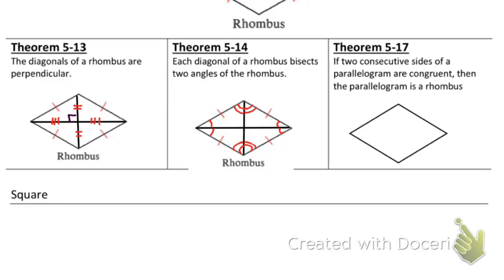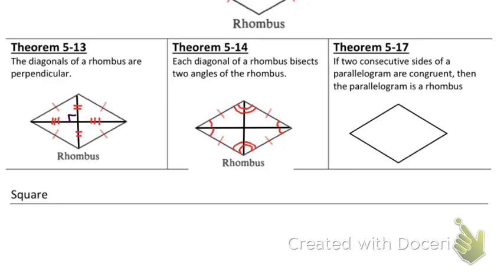So think about this. In a rhombus, your diagonals bisect angles. They bisect each other's lines, and they're 90 degrees. So you get a lot out of the diagonals of a rhombus.